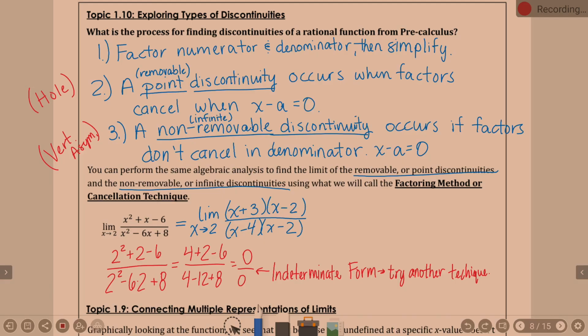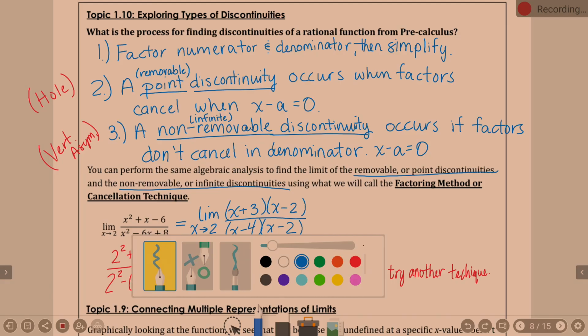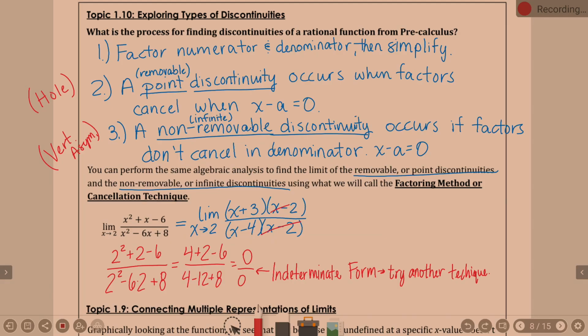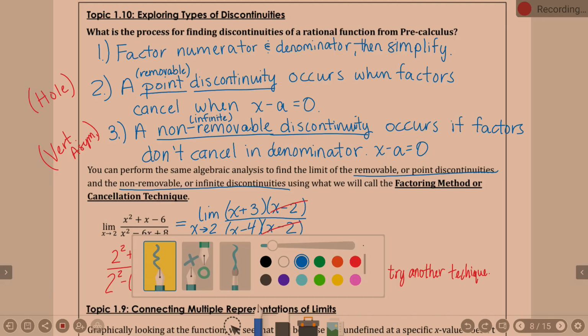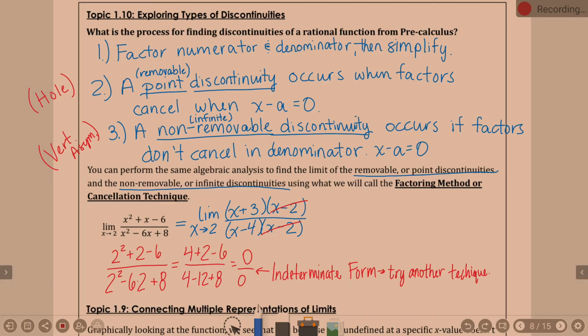Okay, what can happen? Those twos can cancel. We have a factor that can cancel. So I'm going to rewrite my limit here without those. Now this is equivalent to the limit as x approaches 2 of x plus 3 over x minus 4.